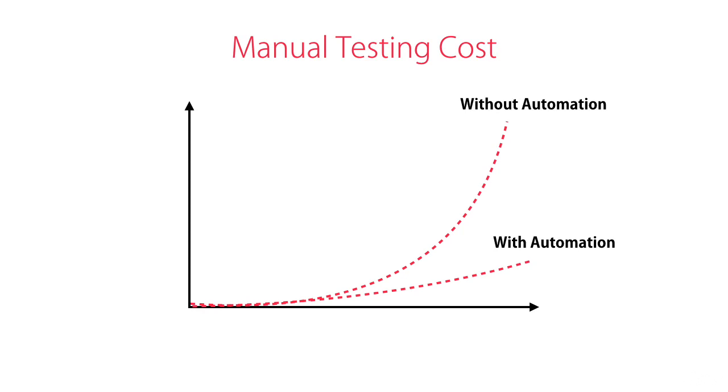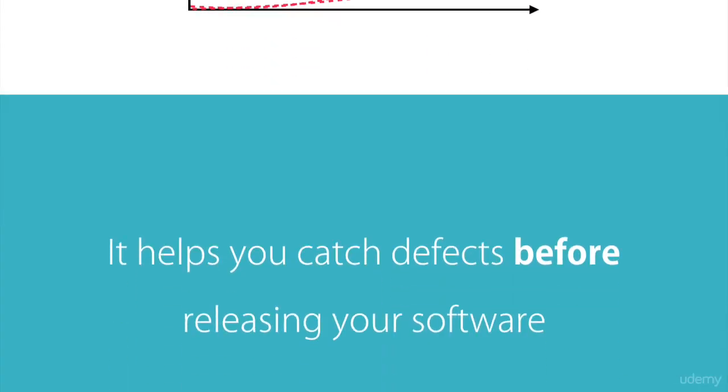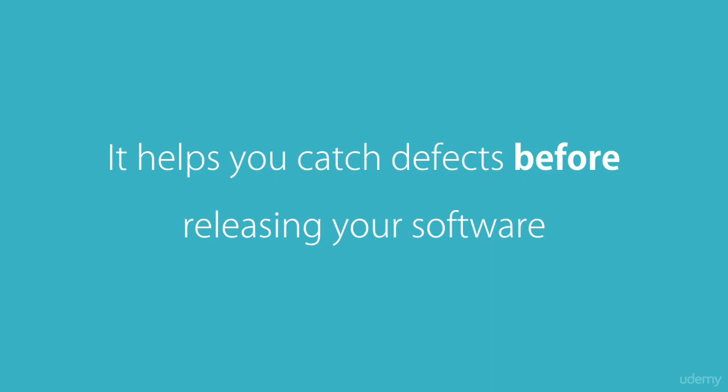But there is also one more benefit to automated testing. With automated tests, you can catch defects before releasing your software. And this can save you from a lot of nightmare. Have you ever been in the situation where you deployed the application to the production, you were happy, you went home, and then 30 minutes later, you got a call from your boss saying that a critical function in the application is not working.